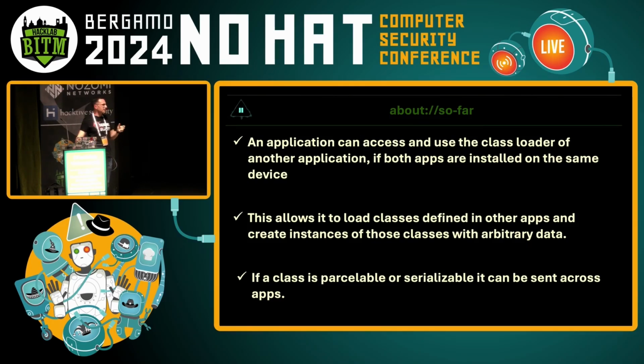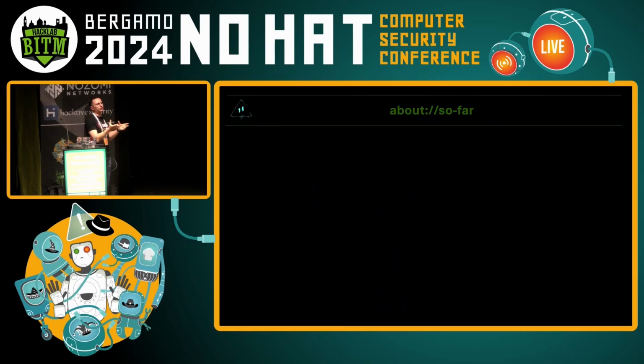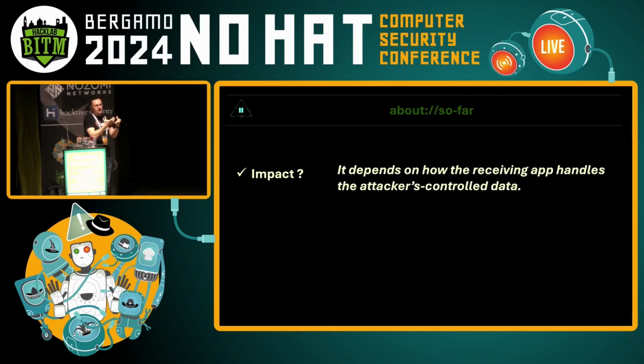Now imagine this as something like a hot potato. We are creating an object, we provide our own data, and we're sending it to another app. And the impact of this action depends on how the receiving end will handle our data. All right? It might not have a security impact, it might have a security impact. We're going to see some cases.